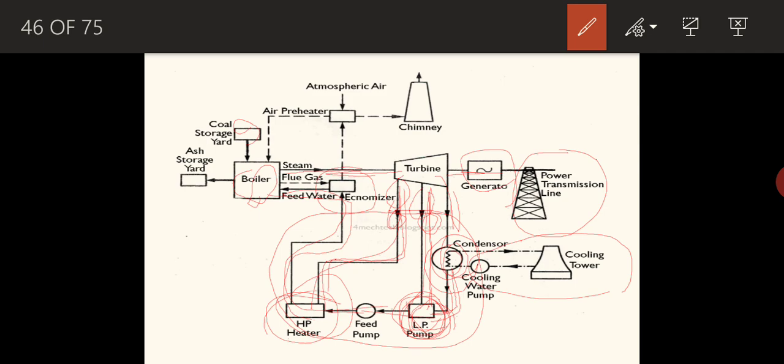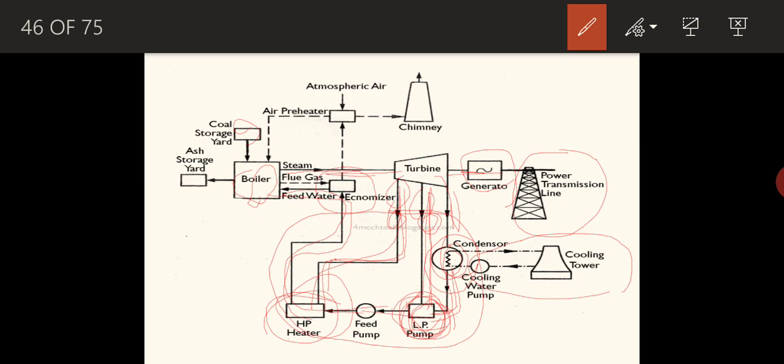You can see from that figure, a flue gas line is coming from the boiler. Flue gas means the byproduct after combustion. That means the mixture of air and the byproduct of the coal after combustion. Okay, ash, everything will be there. So that flue gas will be initially passing through this economizer. So very high temperature flue gas passes through the economizer.